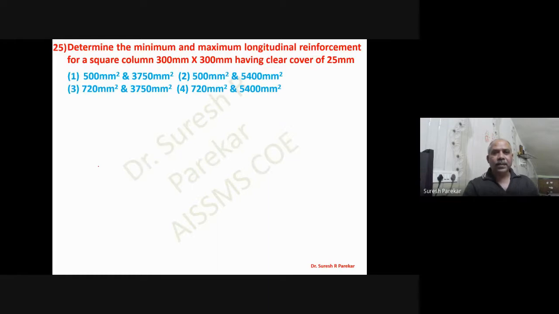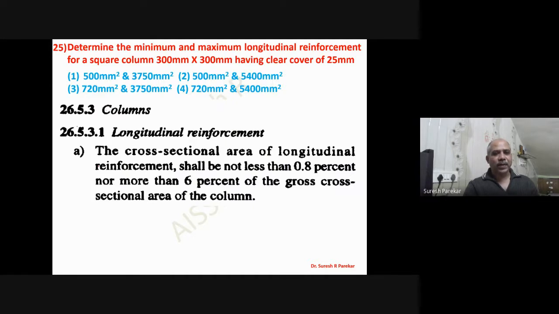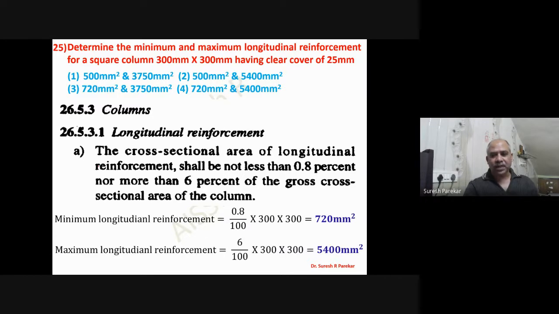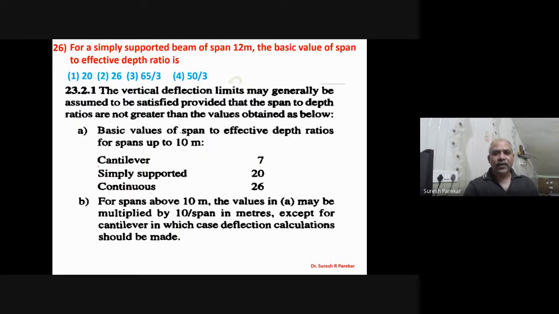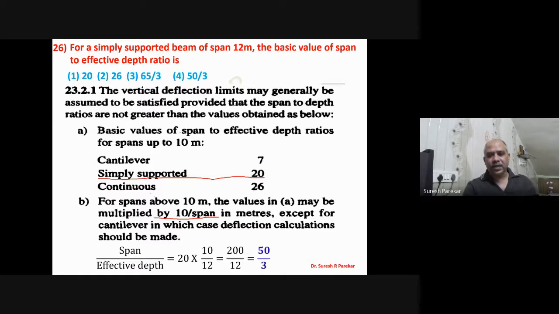Then determine the minimum and maximum longitudinal reinforcement for a square column. We have clause 26.5.3, 0.8% and 6%. So 0.8% comes to 720, 6% comes to 5400. So option we have is 4. And for a simply supported beam of span 12 meters, the basic value of span to effective depth ratio. Up to 10 meters, for simply supported we have a value of 20. But if your span is above this, then you have to multiply by 10 by span. If we solve this, we have the value 50 by 3. Option we have is 4.